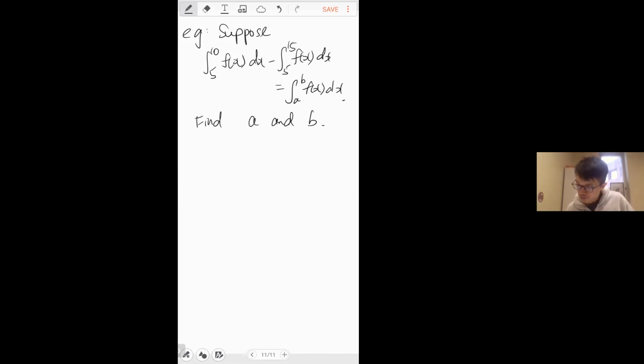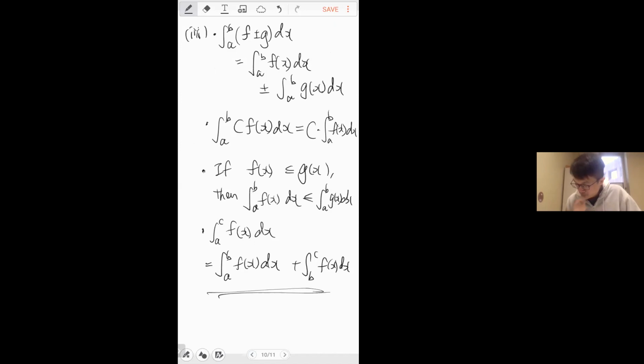Now let's look at this example. Suppose that the integral from 5 to 10 minus the integral from 5 to 15 is the same as the integral from a to b. Question is, what is a and what is b? So we're going to use the last property here. That's saying that if I want to do the integral from a to c, that's the same as first doing a to b and then doing b to c.